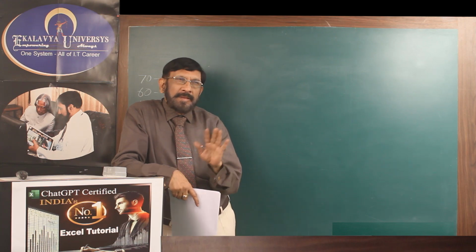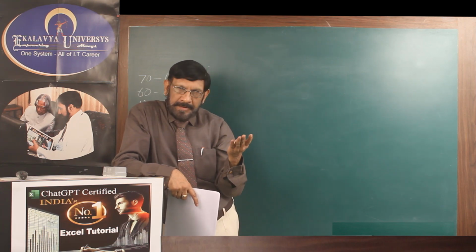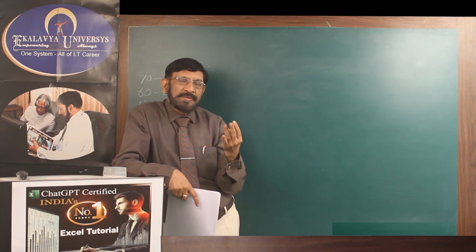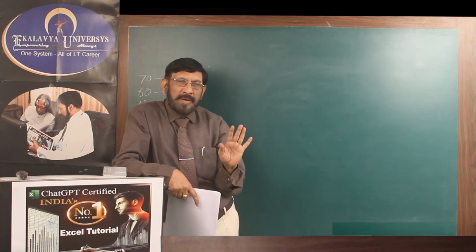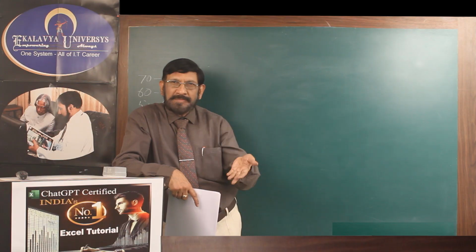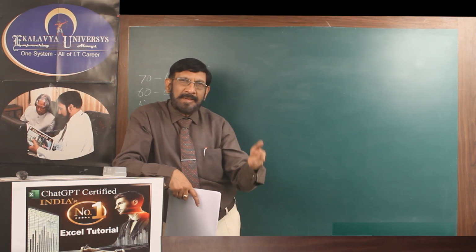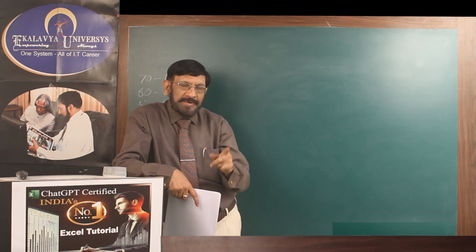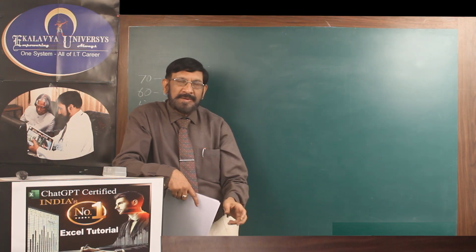Now, the first four columns are name, subject 1 marks, subject 2 marks, and subject 3 marks. Four columns into 5 rows, that is 20 items. Those are the input data. We enter the names, and thereafter you enter subject 1 marks, subject 2 marks, and subject 3 marks.